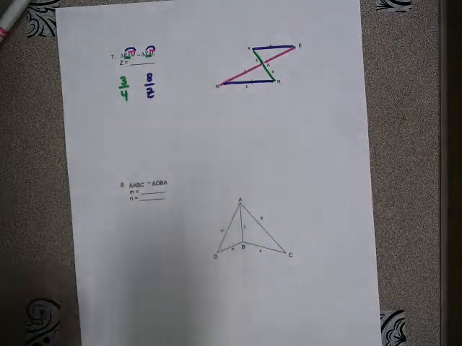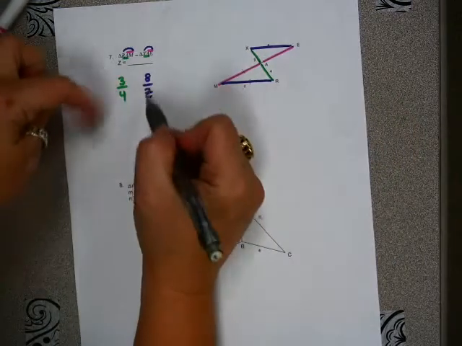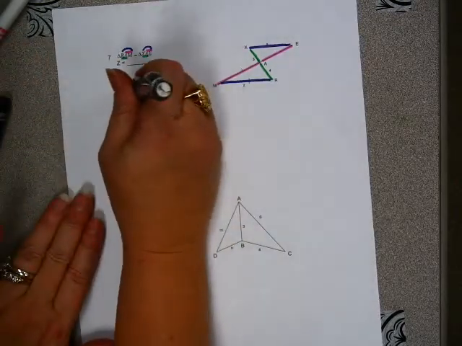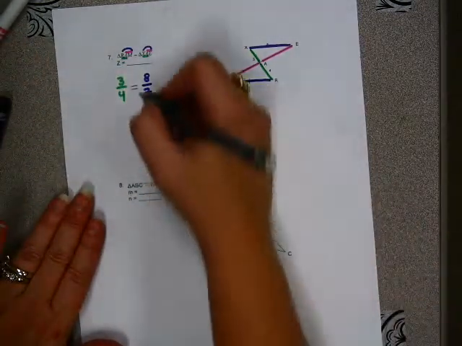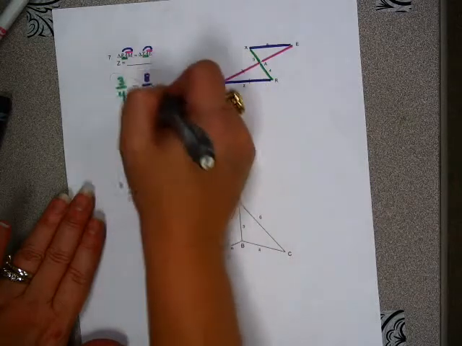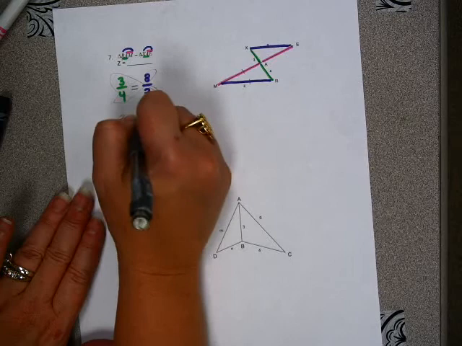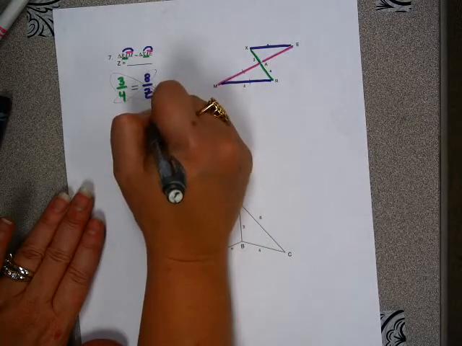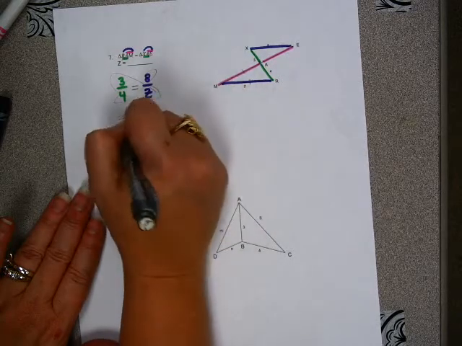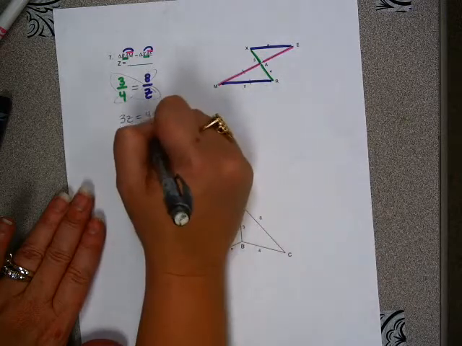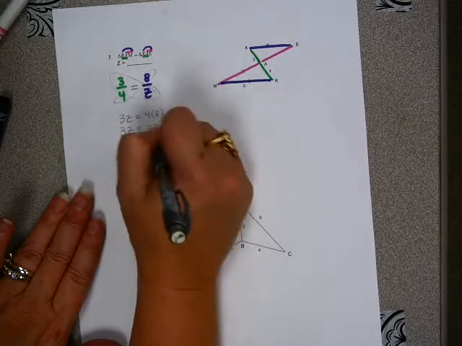And remember, these have to be proportional, so you have to write these 2 ratios as a proportion. So you set them equal to each other. Now cross multiply. And when you cross multiply, you get 3Z equaling 4 times 8. So that is 32. Divide by 3, divide by 3.